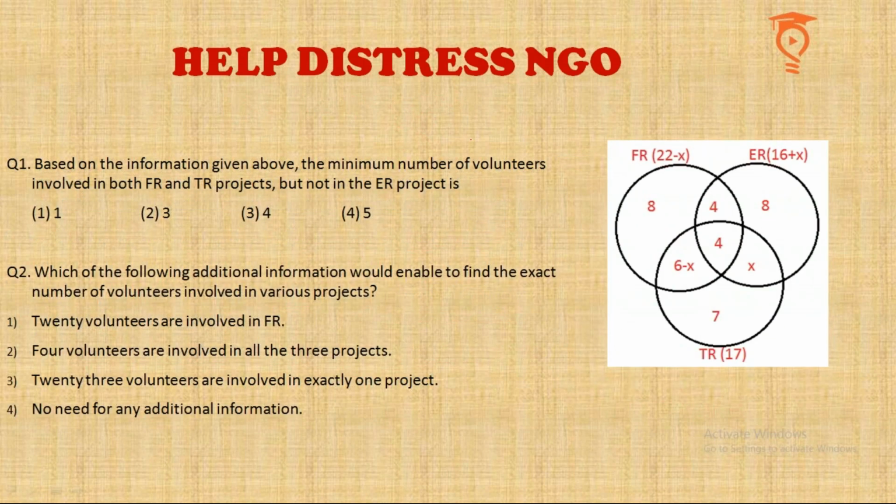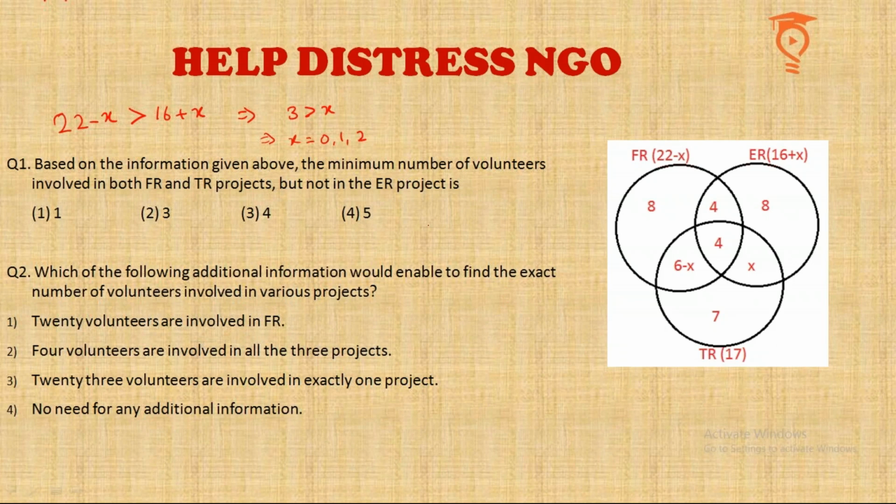First question, based on the information given above, the minimum number of volunteers involved in both FR and TR projects. Minimum, they have asked. So we were told that maximum number of people, volunteers, are involved with FR project. FR's number is 22 minus x, which should be greater than 16 plus x. ER's number, or we can say we could have written greater than 17, but let's go with this for now. So from here we get that x must be less than 3, which implies x must be 0, 1 or 2. We need the minimum number of volunteers involved in both FR and TR but not ER.